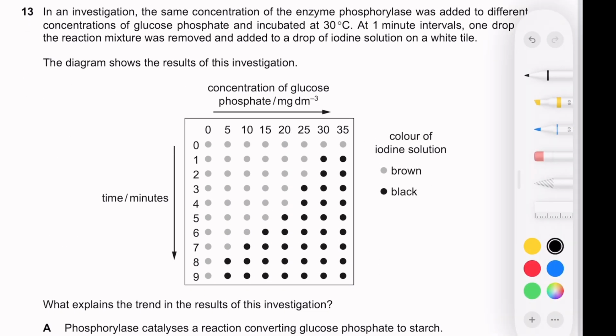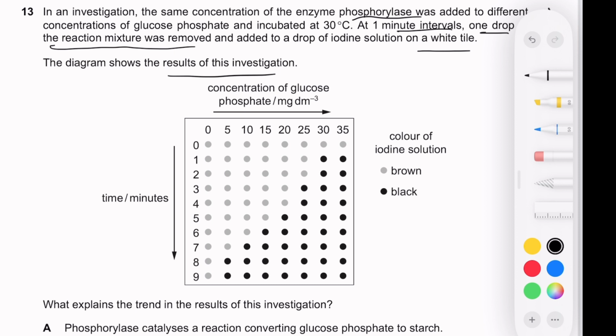In an investigation, the same concentration of the enzyme phosphorylase was added to different concentrations of glucose phosphate and incubated at 30 degrees Celsius. Okay. And basically, at 1 minute intervals, 1 drop of the reaction mixture was removed and added to a drop of iodine solution on a white tile. Okay, and the diagram shows the results of the investigation. So here we have the white tile, and the enzyme, phosphorylase, was added, and at 1 minute intervals a drop was removed and added to a drop of iodine.